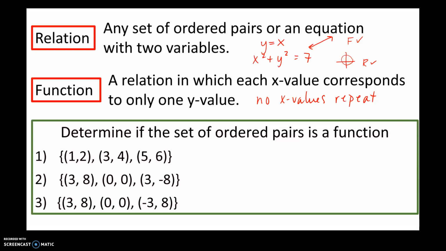So determine if the set of ordered pairs is a function. When I just compare my x values, no x's repeat, so that would be a function. Number 2, when I compare my x values, this would not be a function. And in number 3, I look at my x values, nothing repeats, so that relation would be a function.